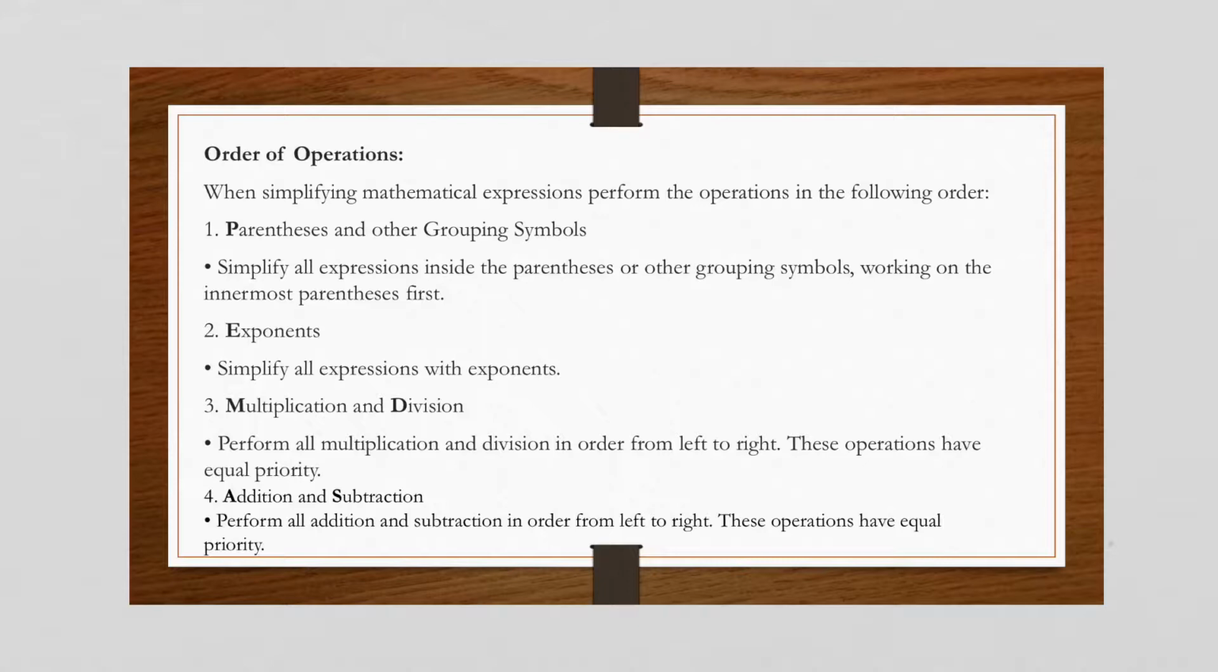Then you have to do multiplication and division in order from left to right. So don't do multiplication before division unless it occurs on the left of it. So read it from left to right, do multiplication and division in that same step. Same thing with addition and subtraction. So you're going to do that last, but work that in order from left to right.